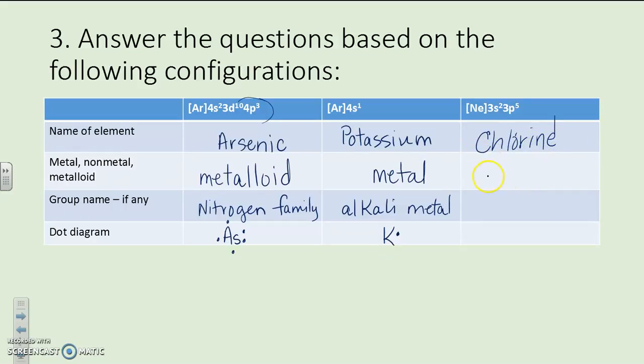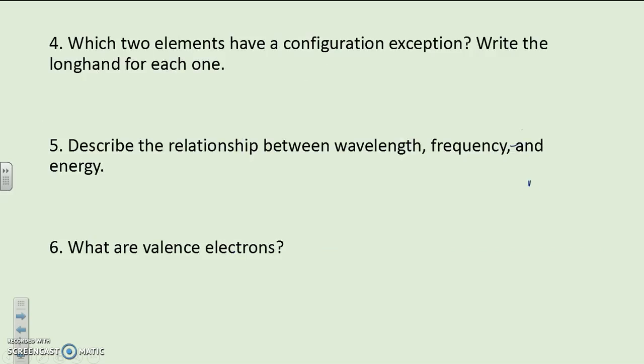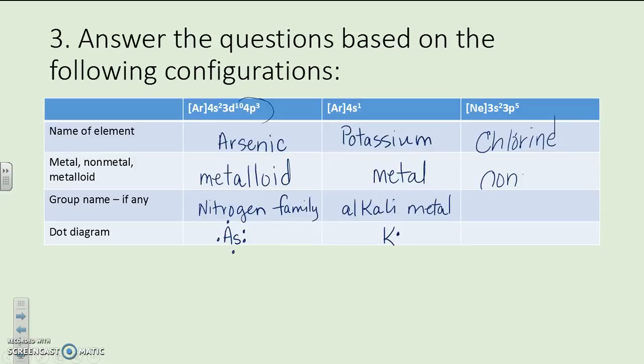All right, chlorine. Metal, nonmetal, or metalloid? It is a nonmetal. How do we know? It's a nonmetal because it's on the right side of the periodic table. It's a gas, and gases can't be metals. What group is it in? It is in the halogens, and the halogens have 7 valence electrons, so chlorine is going to have 7 dots.